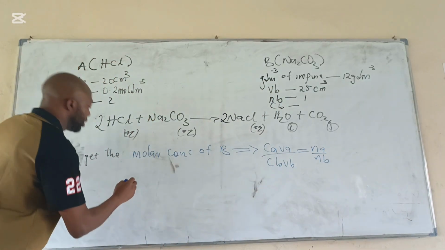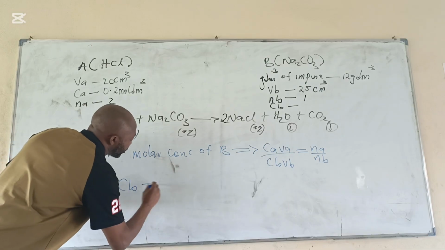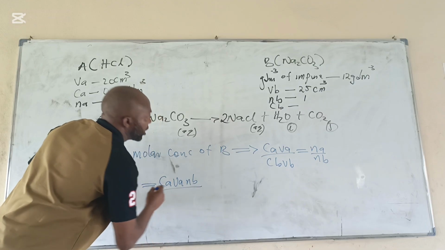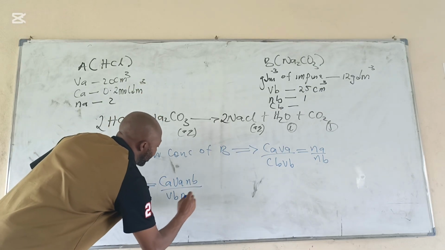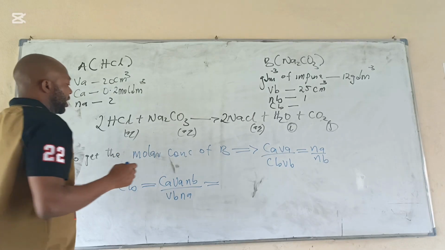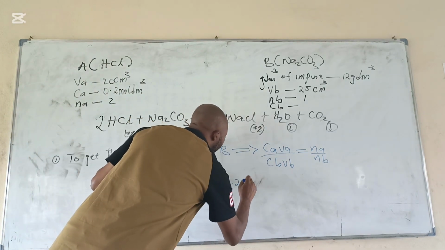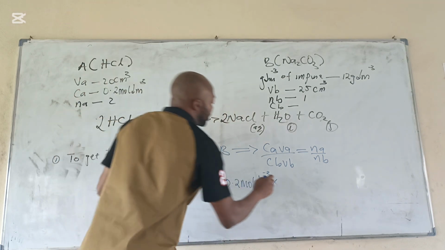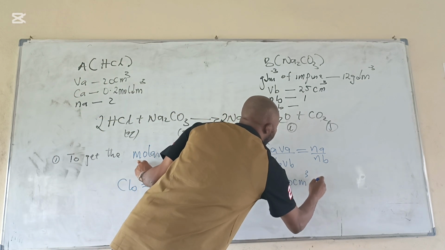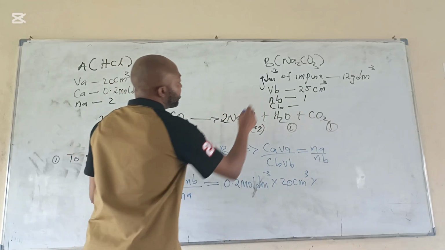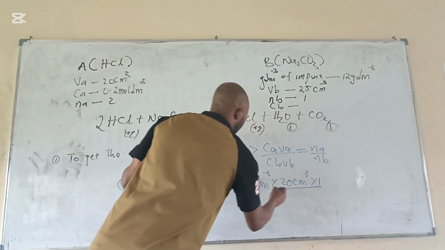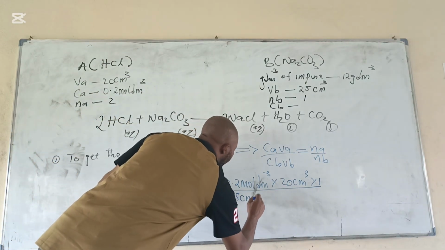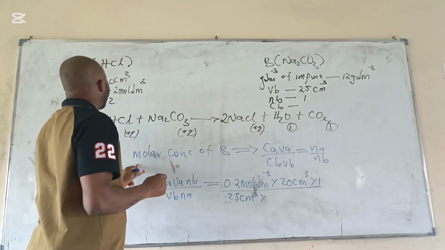And we're looking for CB, so my CB is equals to CAVA over VBNA. And this is equals to, my Ca is 0.2 mole per dm³ times volume of the acid is 20 cm³ times number of moles of the base Nb is 1, all over volume of the base is 25 cm³ times number of moles of the acid Na is 2.